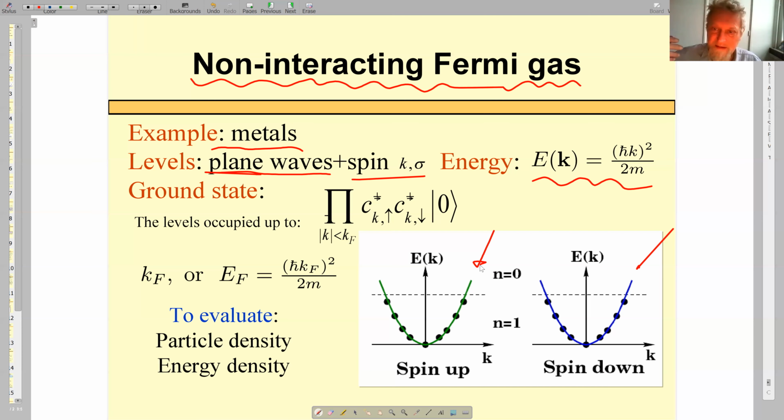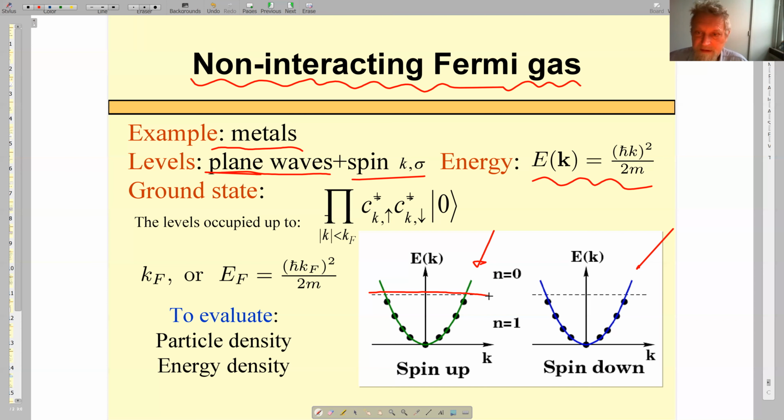Then let us see what the ground state is. To house a certain number of electrons, one has to make them occupy all levels below a certain energy, which is called the Fermi energy.